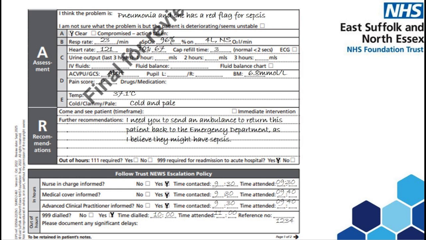Finally, we need to document who we've let know about the patient's deterioration, what time we let them know and when they attended. We need to photocopy this piece of paperwork, sending one with the patient's notes and keeping one at your community hospital.